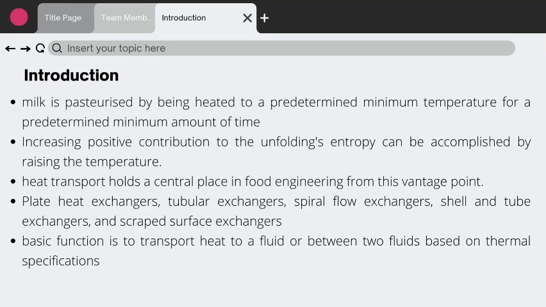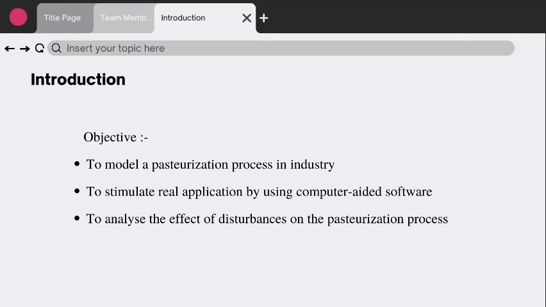Heat transport holds a central place in food engineering. From this vantage point, there are the plate heat exchanger, turbulent exchanger, spiral flow exchanger, shell and tube exchanger, and scraped surface exchanger. Their basic function is to transport heat to a fluid or between two fluids based on thermal specification. For the objective of this project, we model a pasteurization process in industry, to simulate real application by using computer-aided software to analyze the effect of disturbance on the pasteurization process.